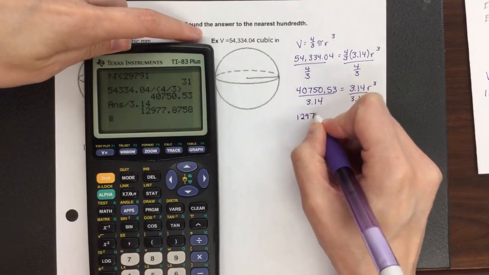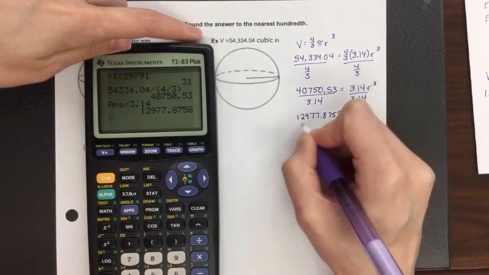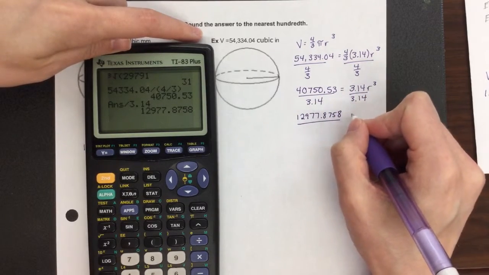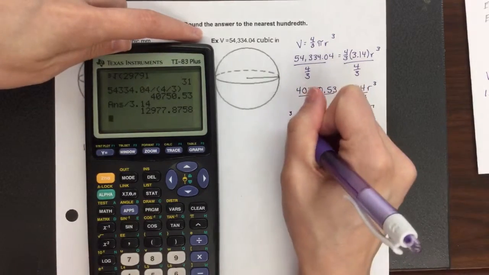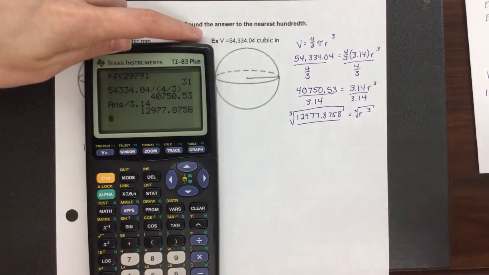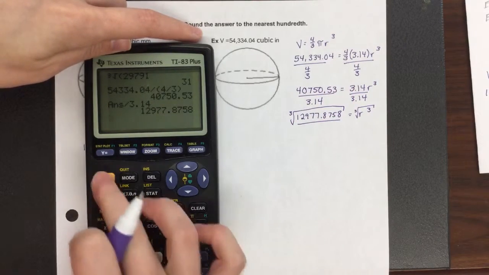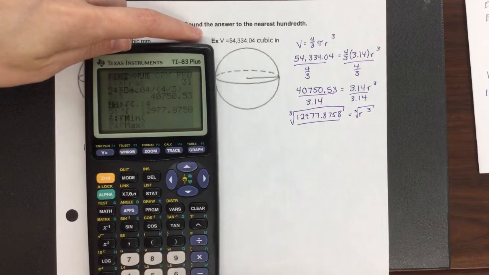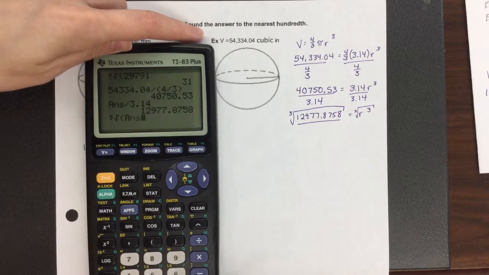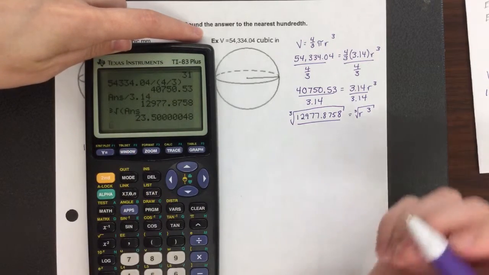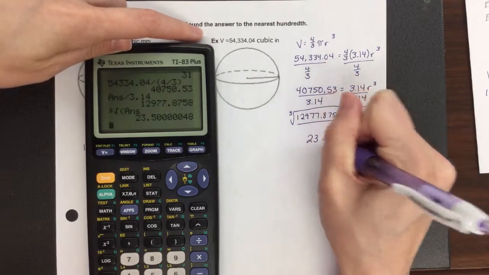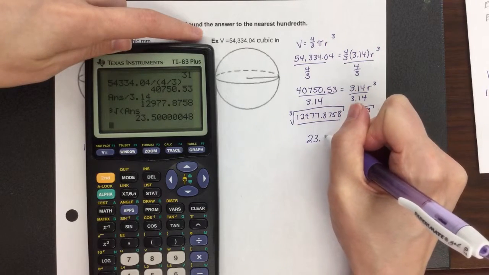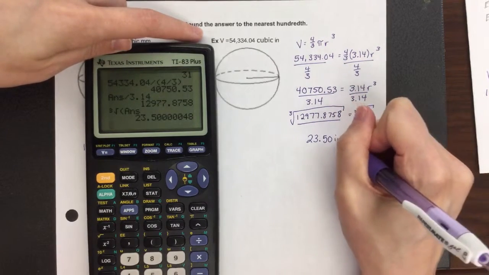We get 12,977.8758, and we aren't going to round all the way to the end, so I want to make sure that I write everything. It's going to be equal to r cubed. The way you undo r cubed is to take the cube root. So second, math, cube root, and I'm going to just hit second and the minus button to put the answer in there. And that'll give us, r is going to be equal to 23, and it says round to the nearest hundredth, so 23.50, and our units are inches.